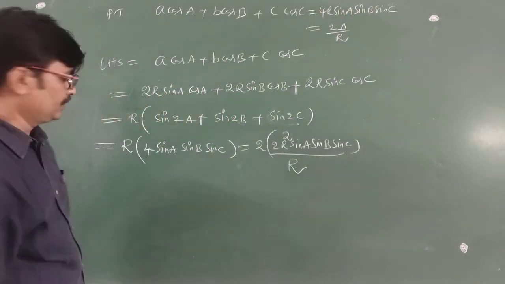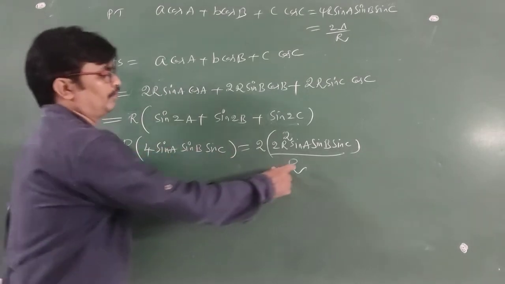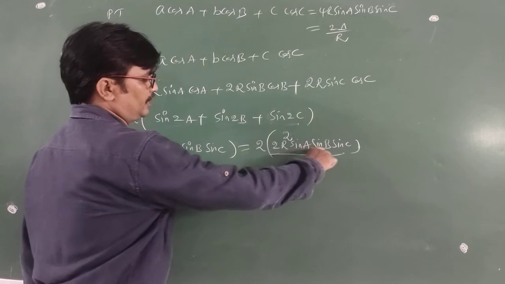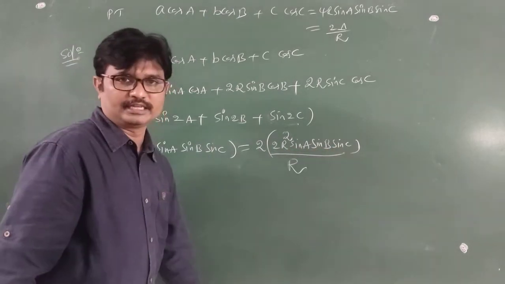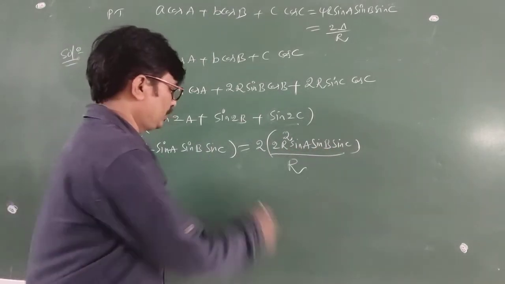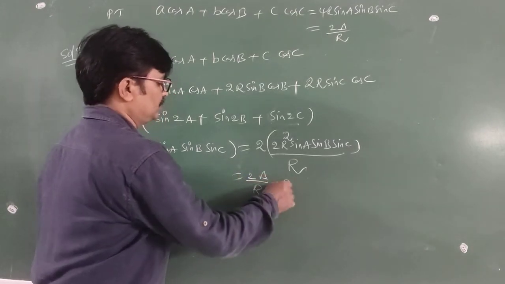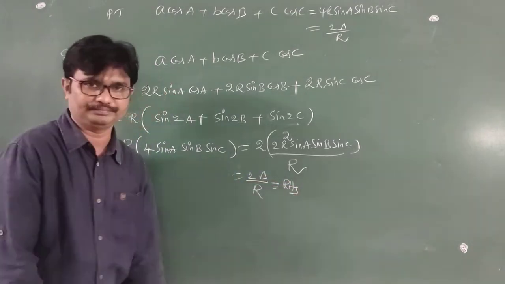Therefore, sin 2A plus sin 2B plus sin 2C is 4 sin A sin B sin C. Now we can write this as 2 into 2R into sin A sin B sin C. We are taking R into R, so we get 4R sin A sin B sin C. This is the first one. After that, we know that 2R square into sin A sin B sin C is the area of the triangle. Now this is 2 into delta by R, the right hand side.